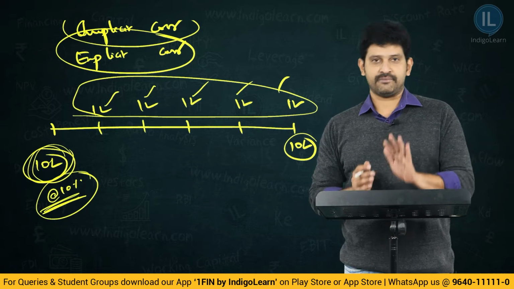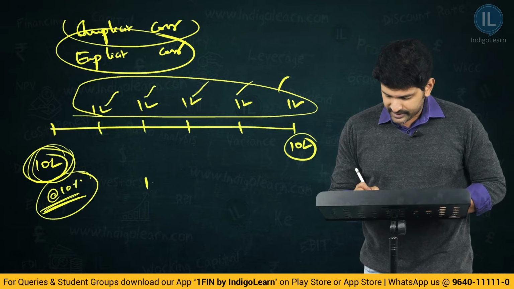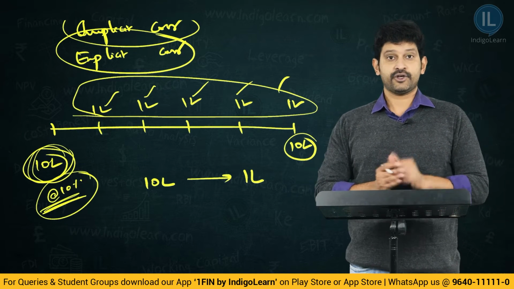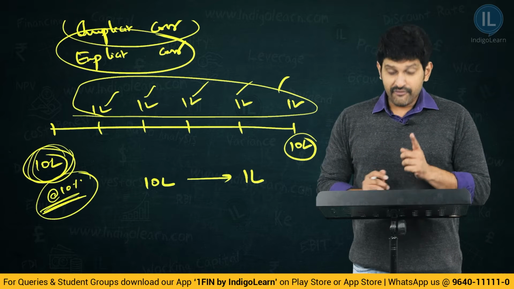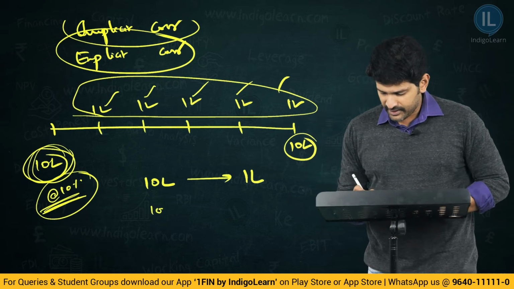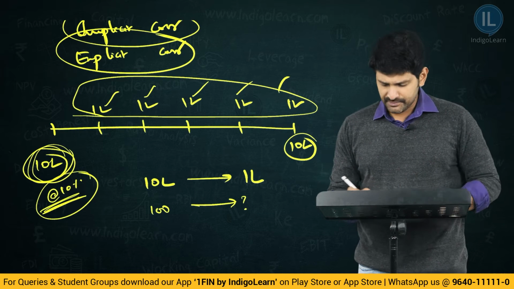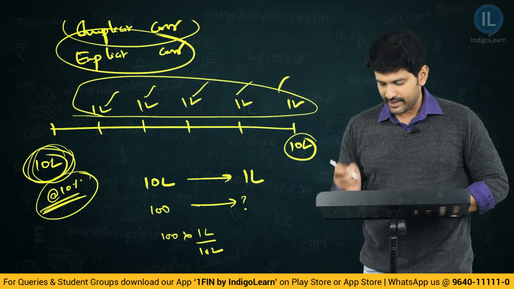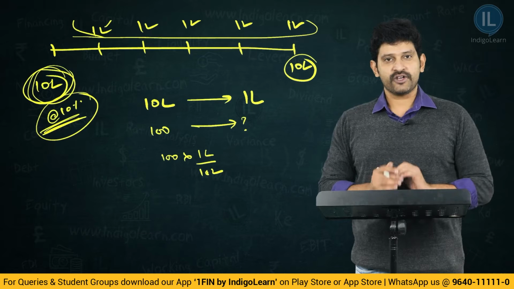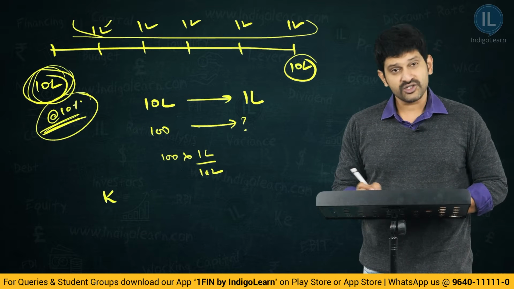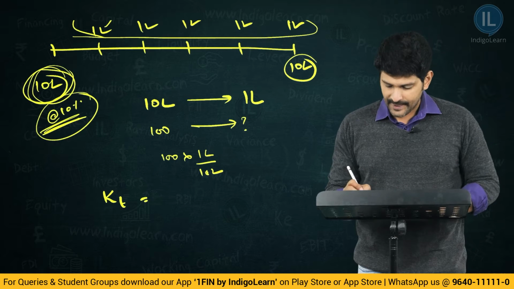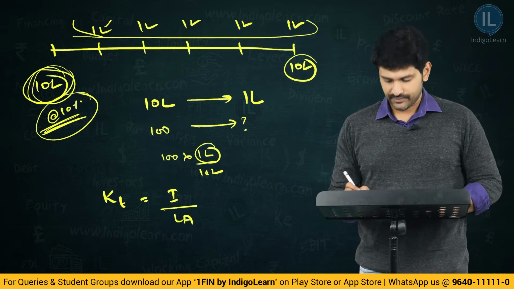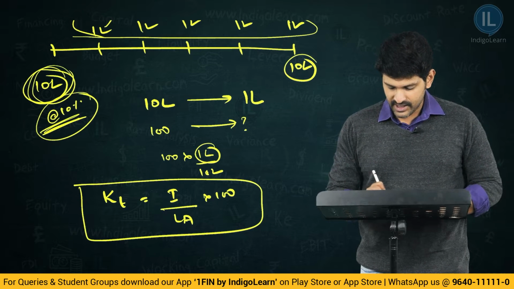Now how did I arrive at this 10%? Very simple. For 10 lakhs, my cost is 1 lakh, because we are talking per annum, percentage per annum. Now, for 10 lakhs, if it is 1 lakh, then for 100, it is how much? Very simple, cross multiply 100 into 1 lakh divided by 10 lakhs. If we express it in the right way, because we are talking about cost of term loan, I will say Kt is equal to interest divided by loan amount into 100. This is the basic formula.